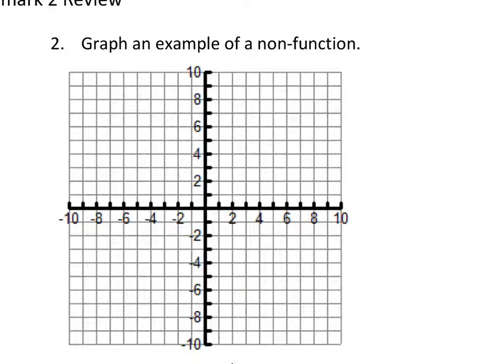Graph an example of a non-function. You just have to make sure it backs on itself. You can draw a zigzag like that, or a C, or really anything where if you do a vertical line test, it hits more than once, which would mean one x value, such as 2, has different y values, such as 1, 4, and negative 4.